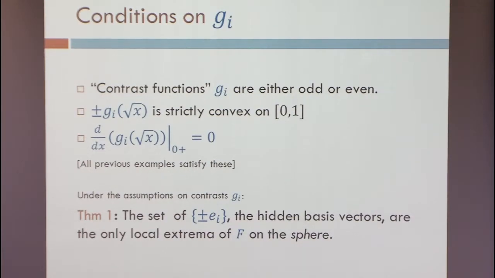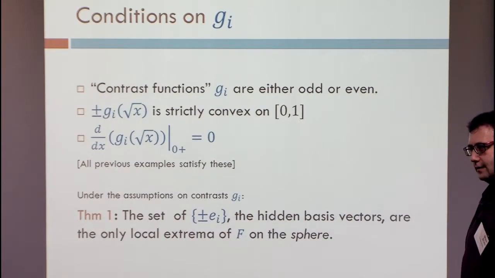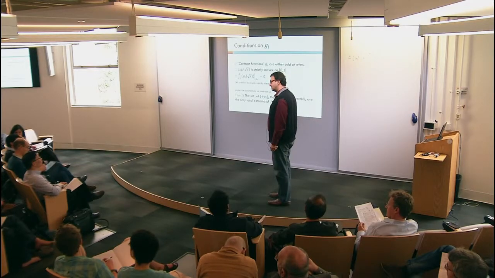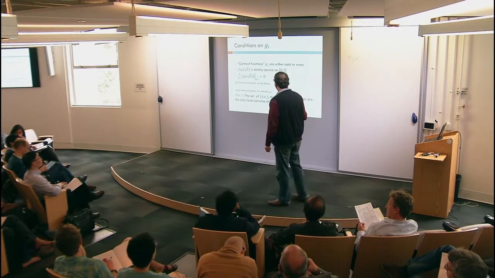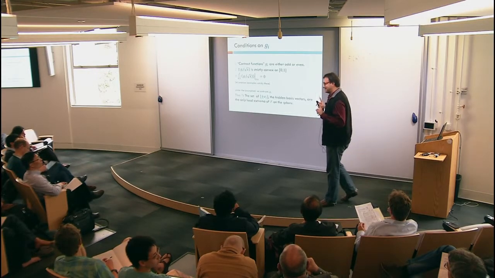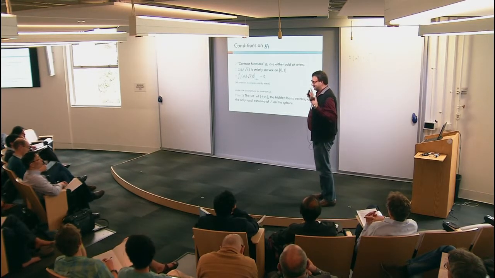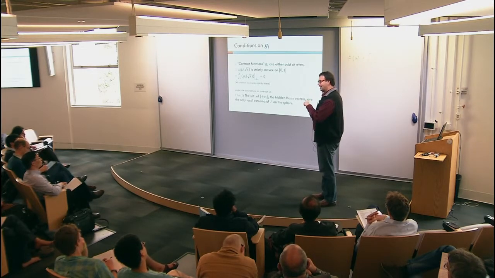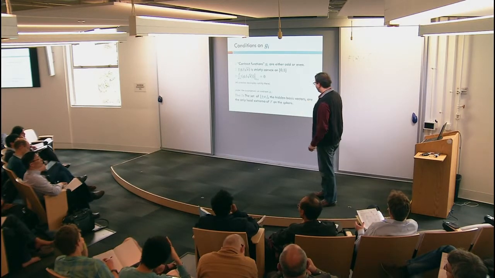Yeah? In your example where you had the u inner product with Au, these g_i's were simply quadratic, right? So g_i of square root x is not strictly convex. That's a very good point. So actually the classical spectral theory is a limit case of our framework. It doesn't, strictly speaking, satisfy.